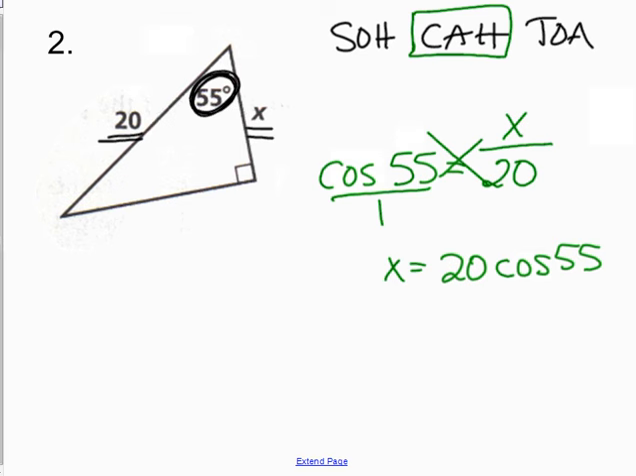That's the way you write it. So in your calculator, you're going to type 20 times the cosine button, and then 55. And x is going to equal 11.5.